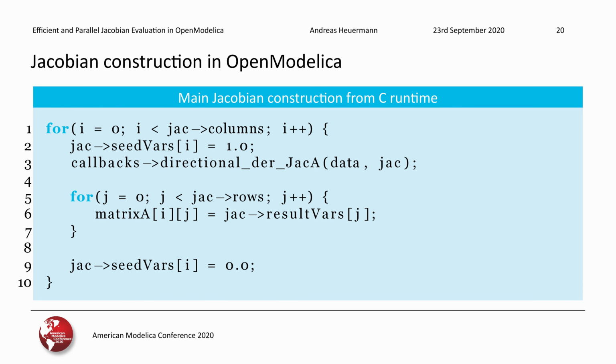On this frame you can see the simplified code for Jacobian construction in OpenModelica. To fit everything on one frame, we are ignoring coloring or documentation in this code snippet, but that works the same way. We can see that the Jacobian is constructed column-wise by evaluating the function directional derjac A for different seed vectors. You can see this in line 3. And as we have already seen, these directional derivatives are independent of each other.